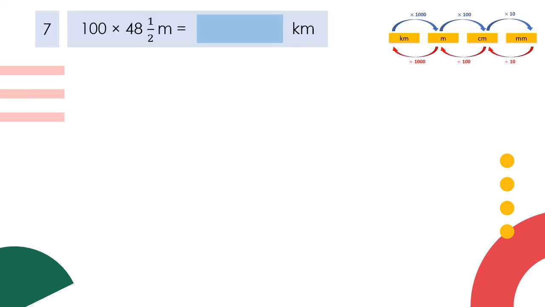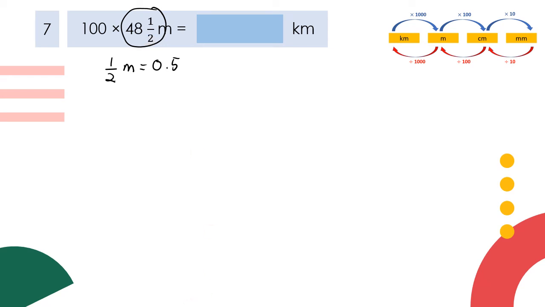Okay, next question. 100 times 48 and 1/2 m and the answer in km. Look, we have a mixed number. Okay, soalan sebelum ni, mixed number ni, cikgu convert into improper fraction. But for this question, I want to convert this mixed number into decimal number. So you must remember, 1/2 equal to, siapa ingat? 1/2 equal to? Betul, pandai. Cikgu tahu awak tahu. 1/2 equal to 0.5.